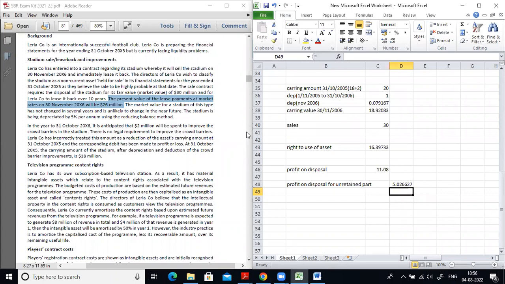One second, please. Here they didn't. Yeah. It's a small correction. Just please 1 second. Just give me 1 second. Present value of the lease payment at market rate on 30th November 2001 is 26. Yes, participants, a small correction, please.